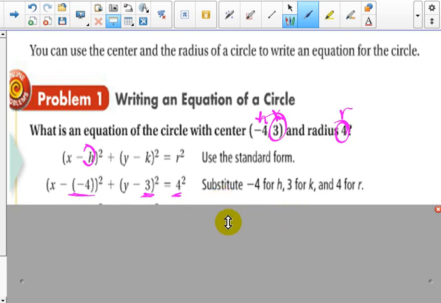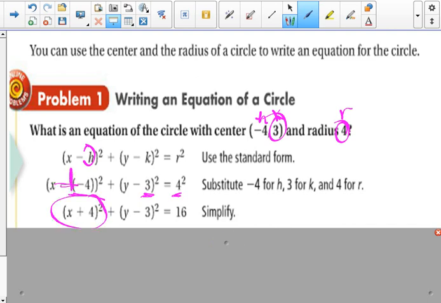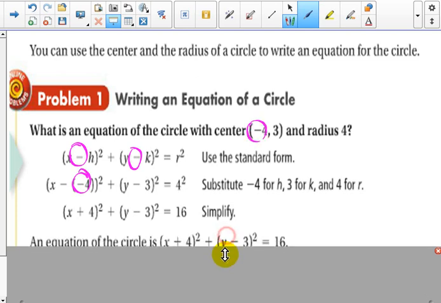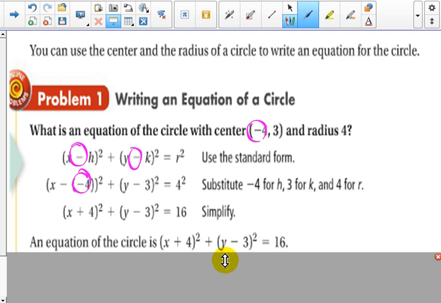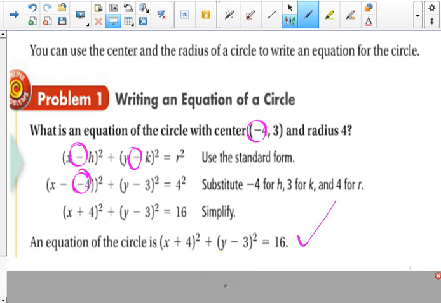And now let's simplify. So minus a minus becomes plus, so we get x plus 4 squared, and this stays the same, so just carry that down, plus y minus 3 squared, and 4 squared is 16. Be particularly careful with your signs, okay? Because the original formula has negative signs in there. Be careful when working with negative numbers, okay? So our formula for our circle is x plus 4 squared plus y minus 3 squared equals 16. And that's all there is to this.